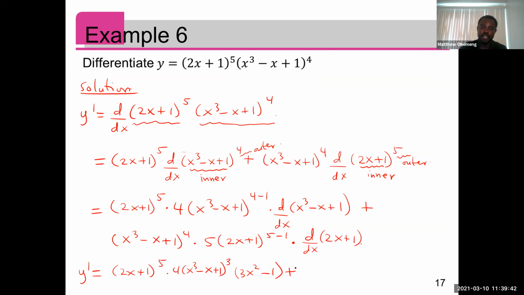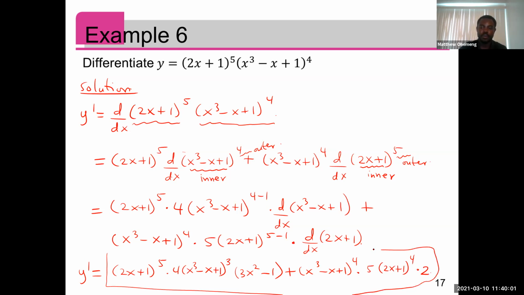Now for the next part, we have (x^3 - x + 1)^4 times 5. And then this one is just (2x+1)^4. And then the derivative of 2x + 1 is just 2. So that's our final answer. And you can type this thing in. WeBWorK will accept it. I'll also accept it if you come on the exam.